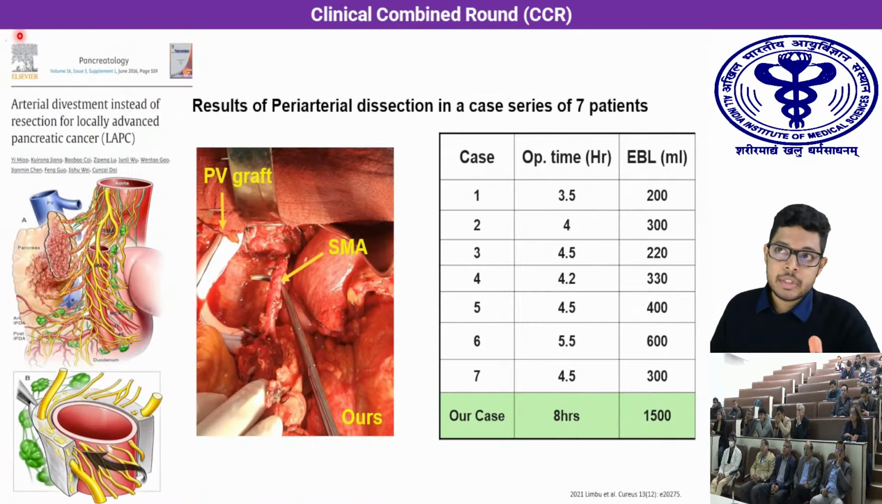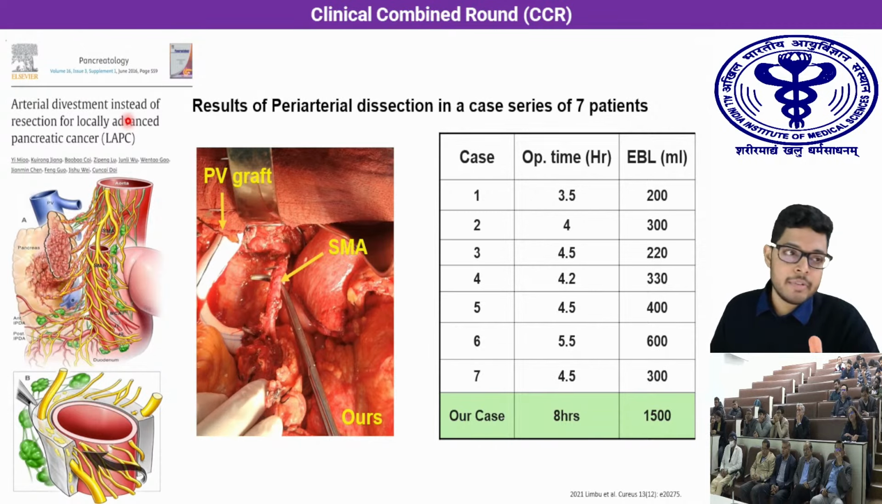The third procedure that we want to put forward is the arterial divestment. Here you can see that this is the pancreas with the uncinate process. These cancers have a high rate of perineural invasion and lymphovascular invasion. So all the tumor cells will go via these channels and they will be running around the superior mesenteric artery.